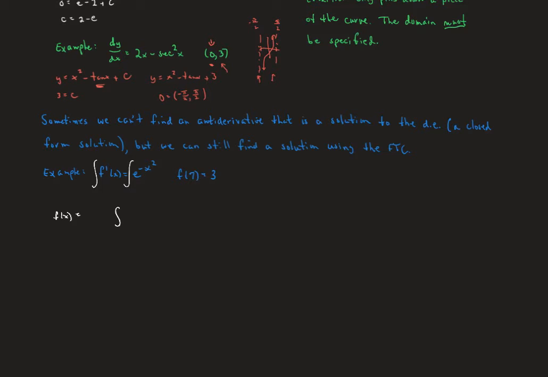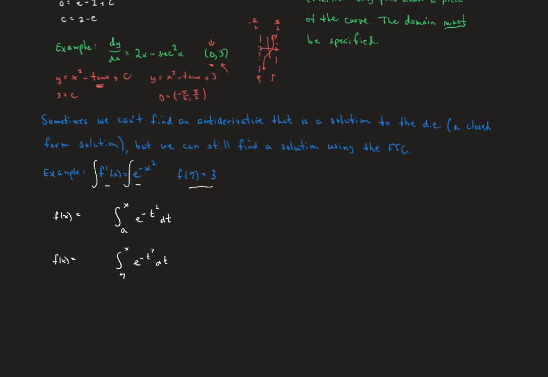And you may remember we're going to go from some constant a to x. We'll call the integrand e to the negative t squared dt. That builds something so that f prime of x is in fact equal to e to the negative x squared. To then satisfy the initial condition, we modify this further, and we choose that value of a to be the value of x that comes from the initial condition.